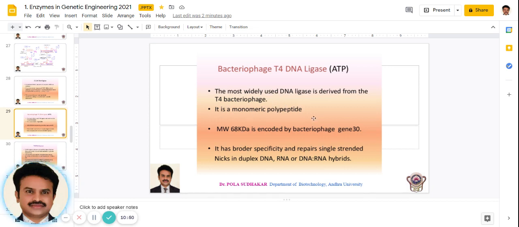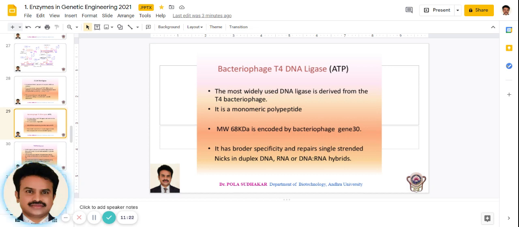It is a monomeric polypeptide. The molecular weight, 68 kilodaltons, is encoded by bacteriophage gene 30. It has broader specificity and repairs single-stranded nicks in duplex DNA, RNA, or DNA-RNA hybrid. It requires ATP as a cofactor and a source of energy.